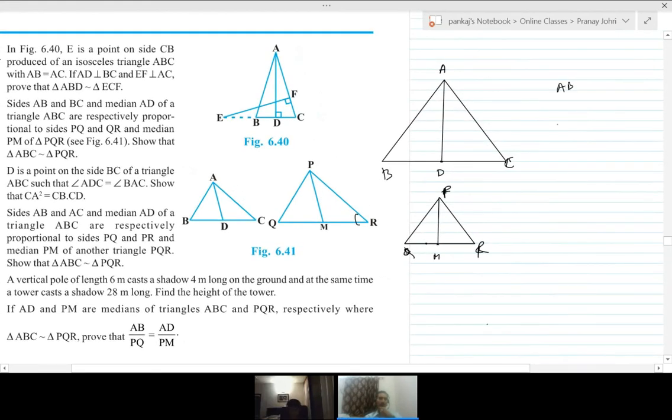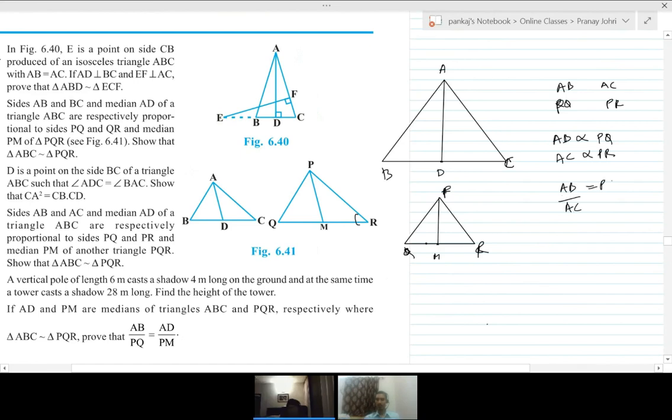AB is proportional to PQ, and AC is proportional to PR. So what we can do is, AB is proportional, this is the symbol for proportional, to PQ, and AC is proportional to PR. If we divide, then it loses the proportionality.